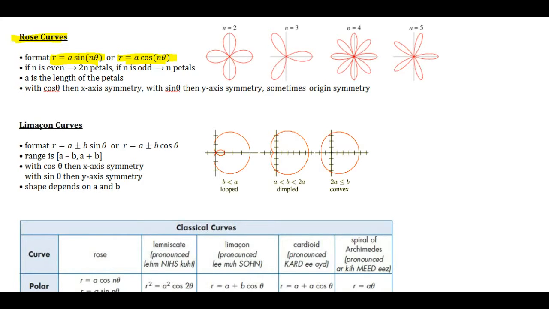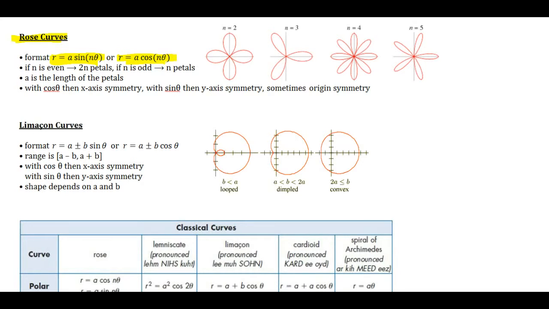A, the number out front of the word sine, like the amplitude back when we graphed it, is actually how long each petal will be. So that will always help you with your range kind of values. And if it's cosine, it has x-axis symmetry. If it is sine, it has y-axis symmetry. And sometimes it can sneak in and have origin symmetry, but not all of them. So we can't say that, but it can happen with a certain amount of petals.